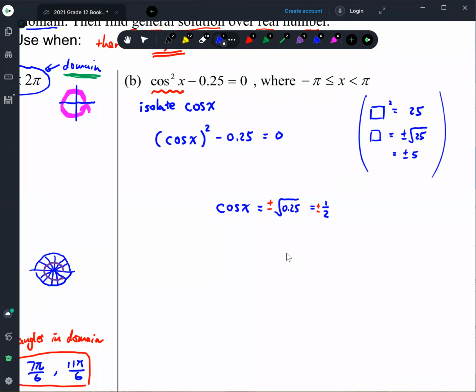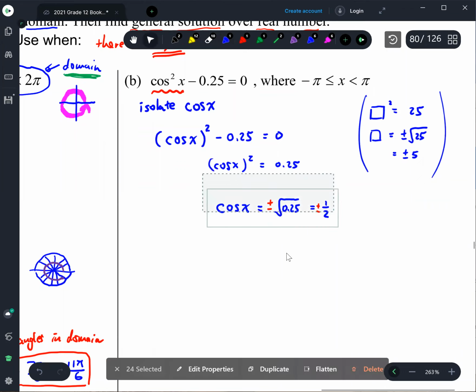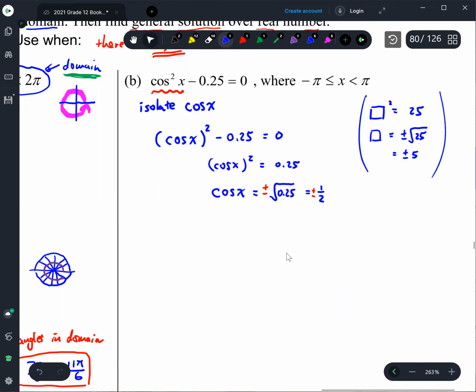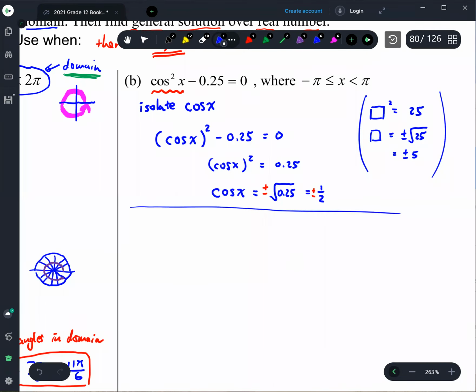All right, so this one I'll just fill in the steps, right? So cosine x squared equals 0.25, and then you square root on both sides. Okay, so now the cosine x is isolated, but you have two parts. Since you have two parts, you can think of it as two questions. So split it in half.